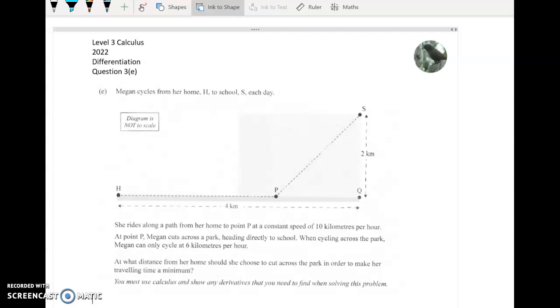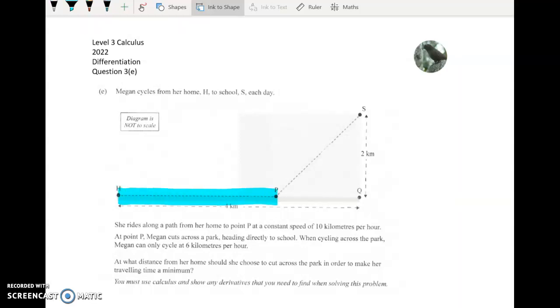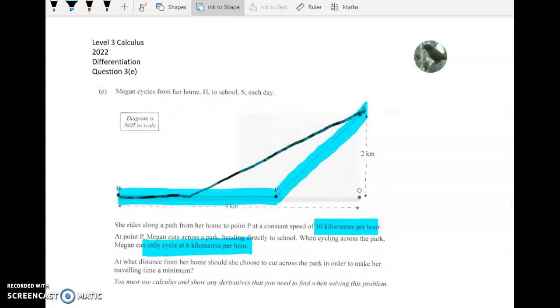What we've got here is two different speeds at which we can travel, and we have to choose the best path. So she rides along a path from her home to somewhere along that path, point P, at a constant speed of 10 kilometres per hour, and then she cuts across a park. That's a more direct route to get to school at point S, but she can only go at 6 kilometres per hour. So where should she choose to cut across the park? Should she go like this, or like this, or what?